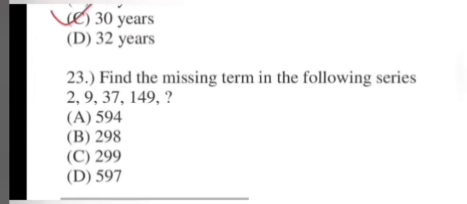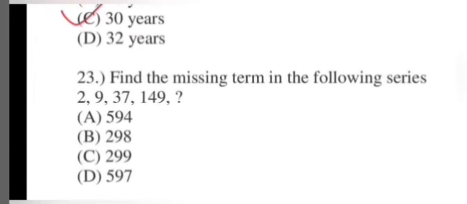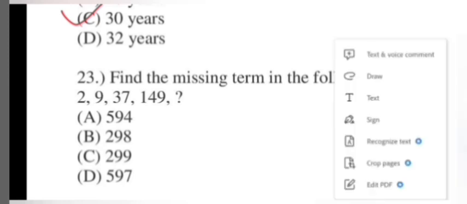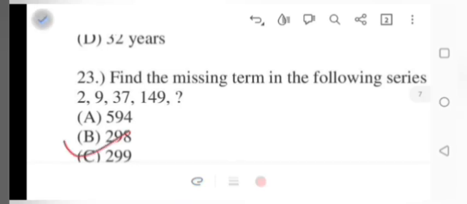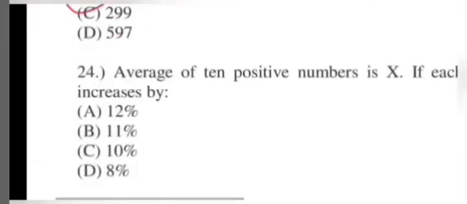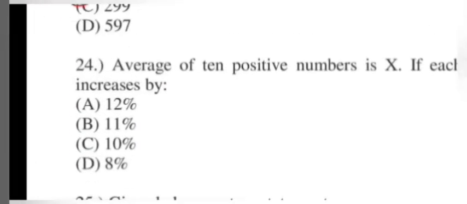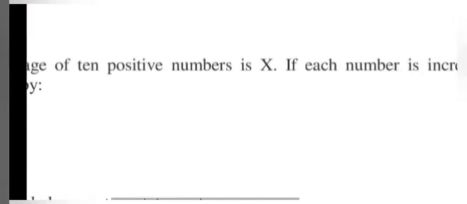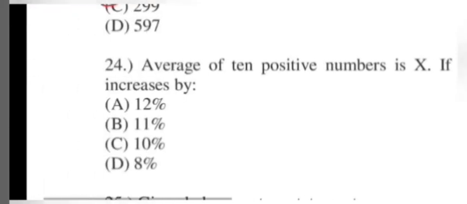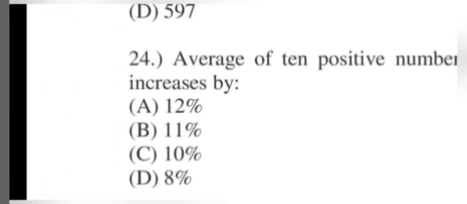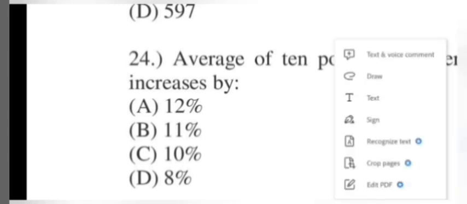Next, 23, find the missing term in the following series: 29, 37, 149, then what? 594, 298, 299, 597. It will be 299. 24 says the average of 10 positive numbers is x. If each number is increased by 10%, then the new average increases by what? 12%, 11%, 10%, 8%. It will be 11%.